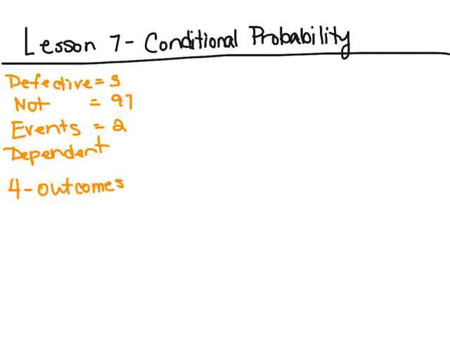And the possible outcomes are, if your first one is defective and your second one is not defective. If your first one is not defective and your second one is defective. If they're both defective, and if they're both not defective.